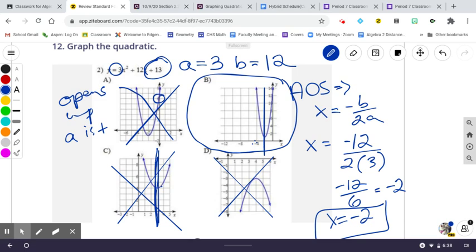So you did have to do a little bit of work for these matching. And today, your assignment, you're going to find all of them. I have a spot for axis of symmetry, vertex, and all of that.